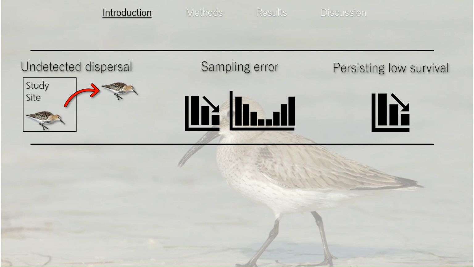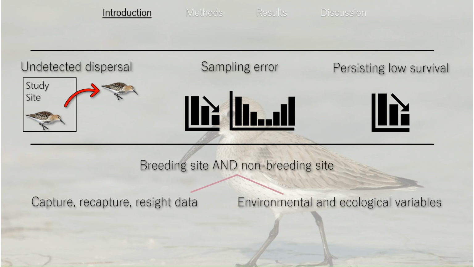estimated survival rates were related to undetected dispersal, lack of study duration or sample sizes, or if Articula Dunlin were experiencing persistent lower survival. This study is different from the prior studies as we used Dunlin capture, recapture, and resight data from a primary breeding site and resights from the Dunlin non-breeding range. We considered environmental and ecological factors from both breeding and non-breeding sites to see if any might estimate, or might influence, true annual adult survival.